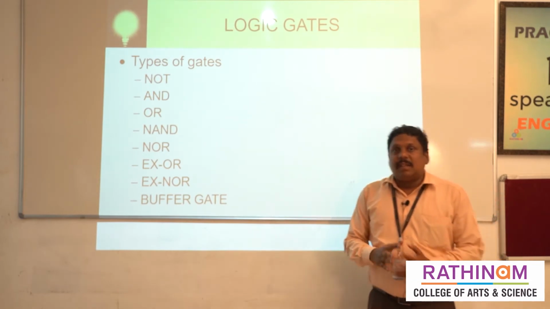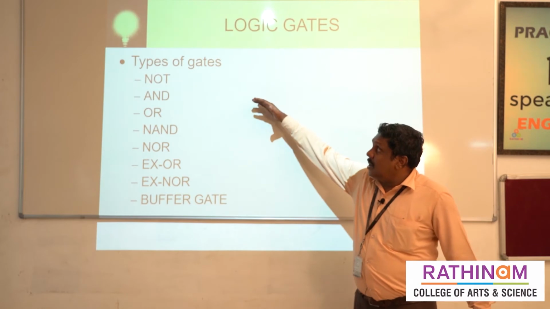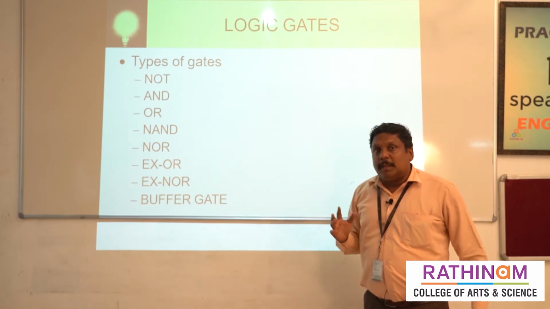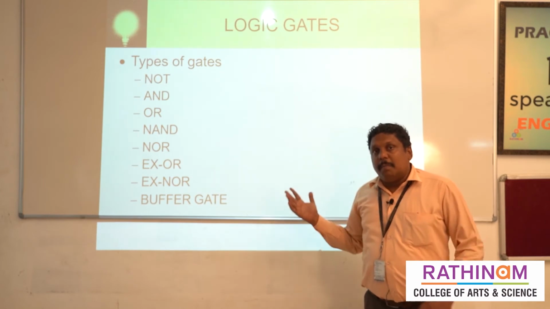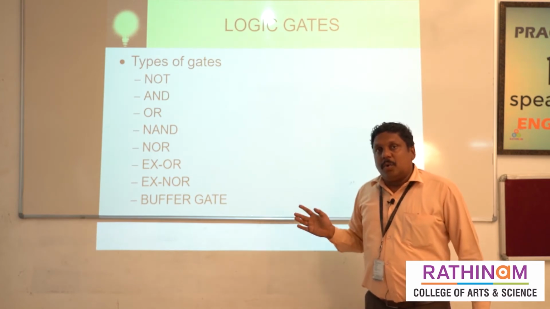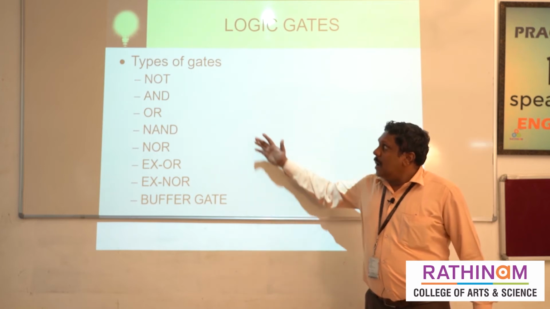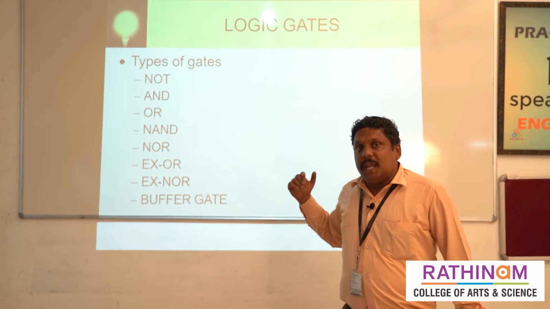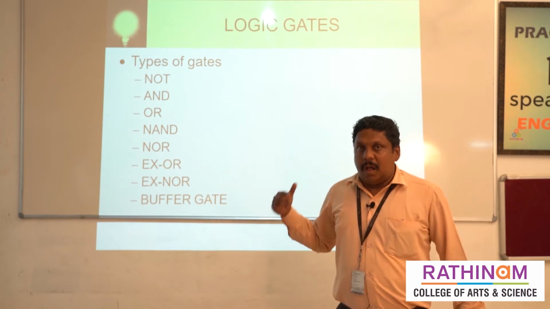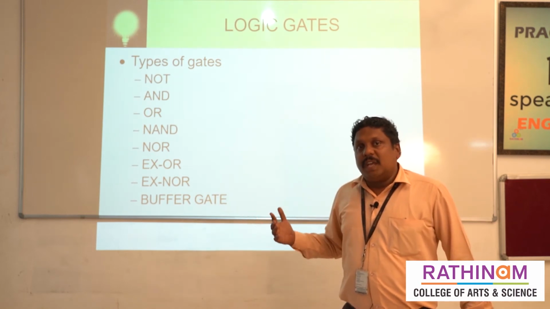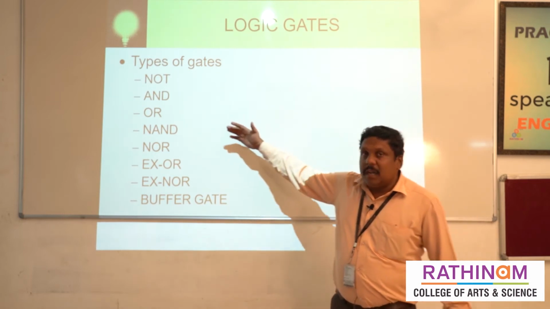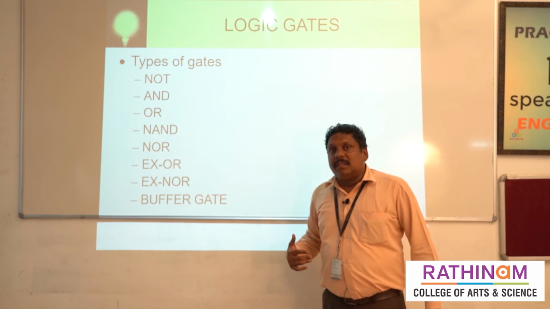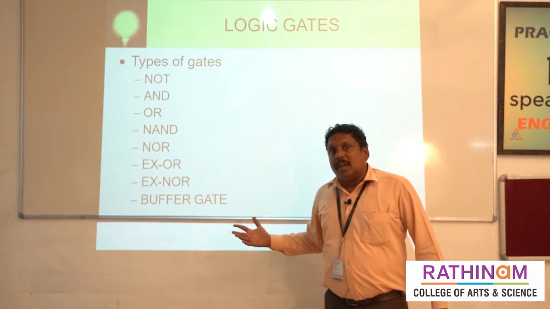The basic gates are, first, the NOT gate. NOT gate means complement. If you give an input, it will be complemented. If you give true, it will give false. AND gate means if the two inputs are true, then we get the output as true, otherwise we get false. Then the OR gate: if any one input is true, we get the output as true.